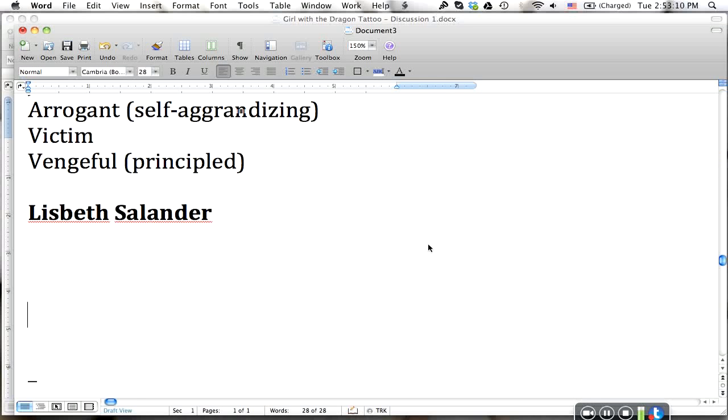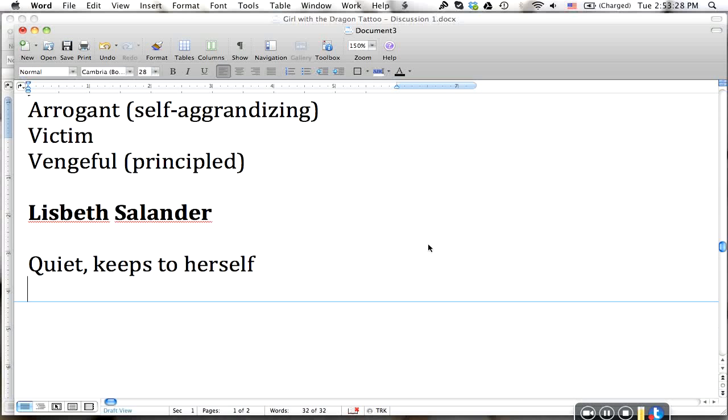Salander, what is she? Very famous character now, these days. She's very quiet. Okay, extremely. She's like a quiet person. So, quiet, someone who keeps herself, kind of depicted as a sort of almost pathological introvert.